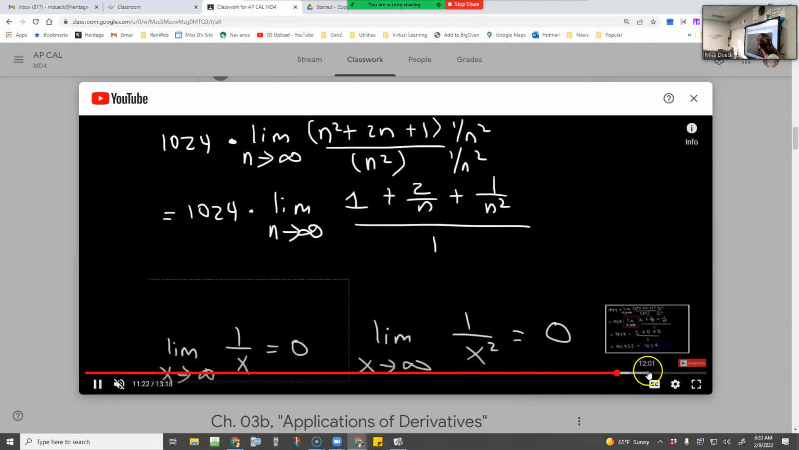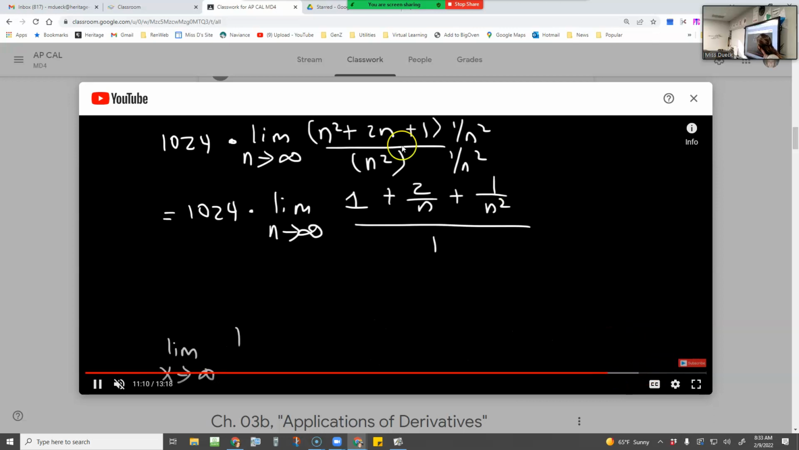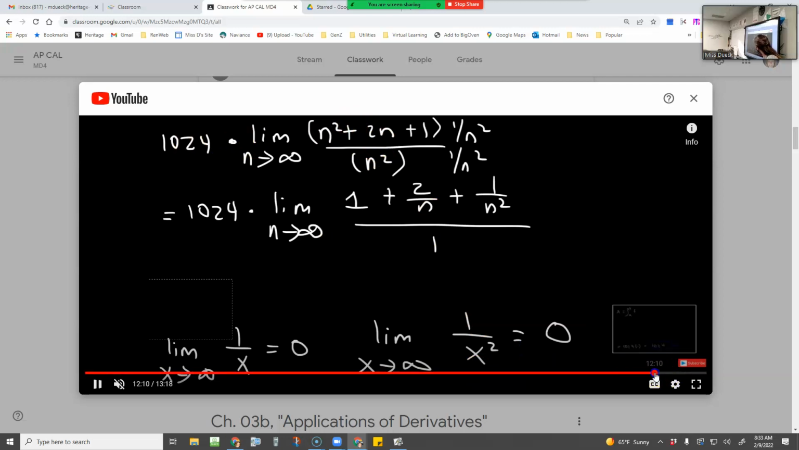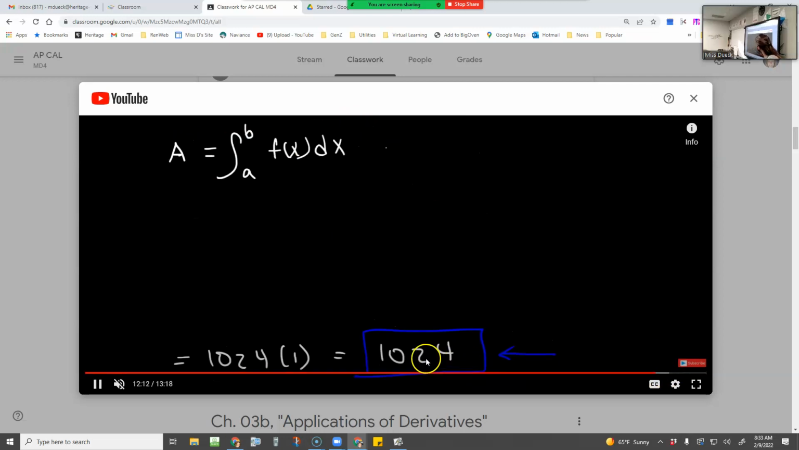But this is the limit definition of an integral. So they plug in a formula, they do lots of simplifying, they take a limit in a weird way. I would just say degree test, the limits are tied. And so that would be a 1 times a 1024, and he's about to get to that exact same thing of 1024 as his answer.